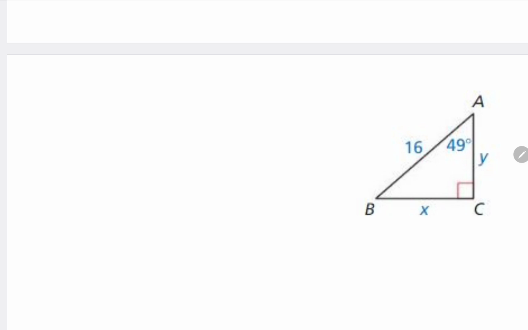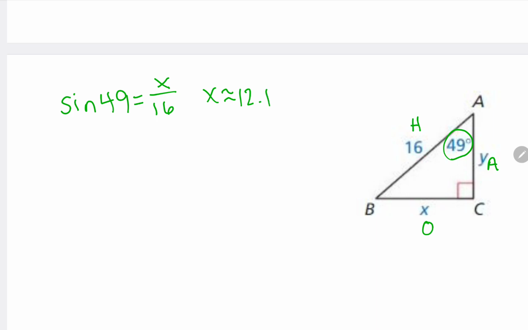All right. We'll go ahead and solve these last ones. 49 degrees. This is my opposite. This is my adjacent. This is my hypotenuse. Let's do x first. If I'm looking for x first, I'm using sine. Sine is opposite over hypotenuse. So we're just multiplying both sides by 16 there. We get about 12.1. That's what I have written down.